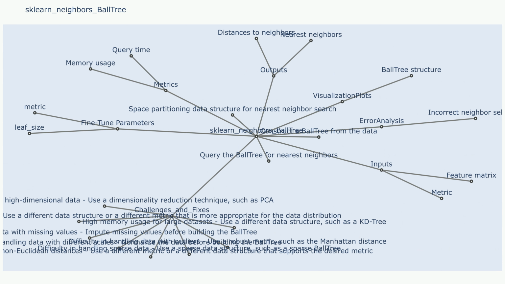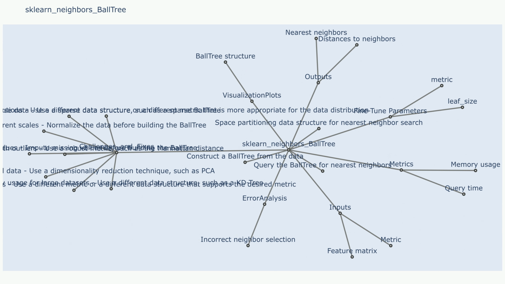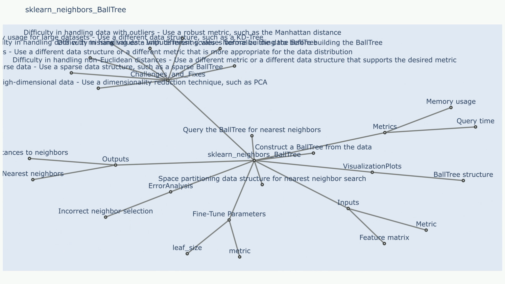Fixes to challenge 1: dimensionality reduction techniques like principal component analysis (PCA) or feature selection can reduce the number of features, making the ball tree more efficient. Approximate nearest neighbor search algorithms like KD tree or random projection can be used to find approximate nearest neighbors, which can be faster for high-dimensional data.